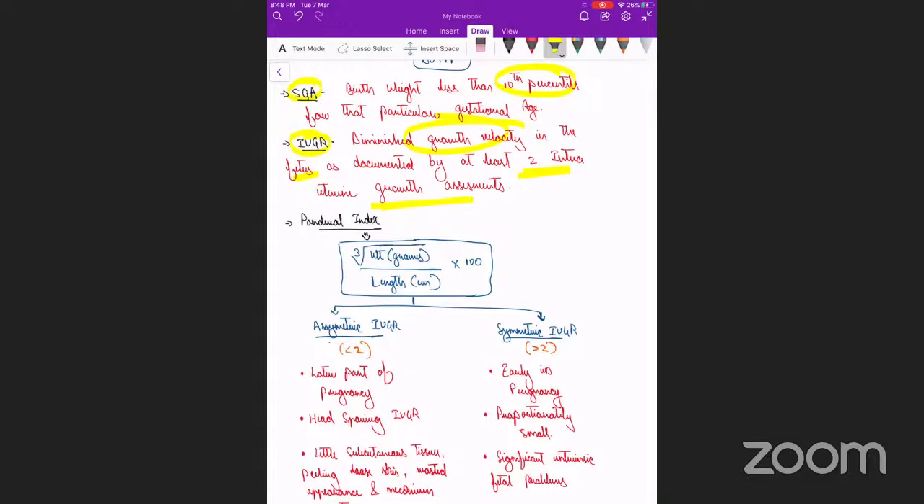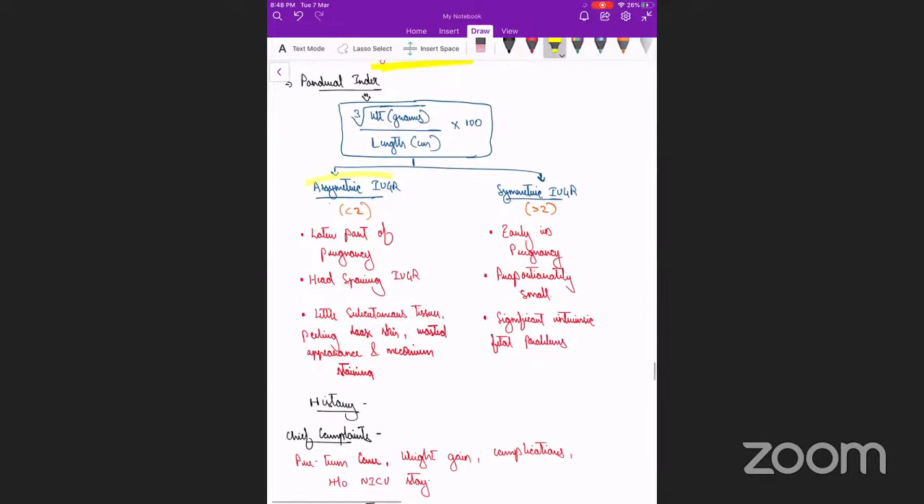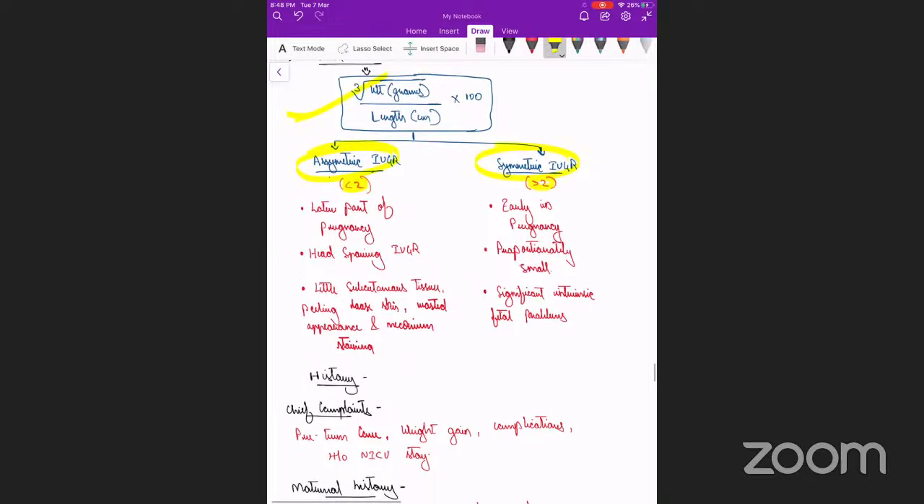Why do we do this? We do this to see whether, in SGA babies, the insult occurred in the 1st trimester when organogenesis is taking place, or later on in the 2nd and 3rd trimester. So we divide them into asymmetric IUGR or symmetric IUGR by this formula. Asymmetric IUGR is when the ponderal index is less than 2, and symmetric IUGR is when the ponderal index is more than 2. So asymmetric IUGR occurs in the 2nd and 3rd trimester, and symmetric is early in the pregnancy.